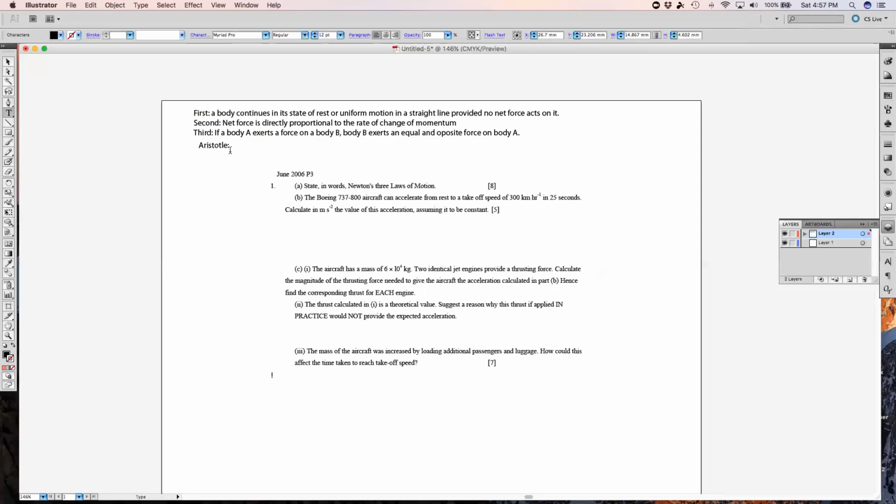Aristotle had a law of motion in which he said that when a body is moving, it needs a force to keep it in motion. Unlike Newton's first law, which says a body continues moving provided there's no net force, Aristotle is saying when a body is moving, it needs a force to keep it moving.